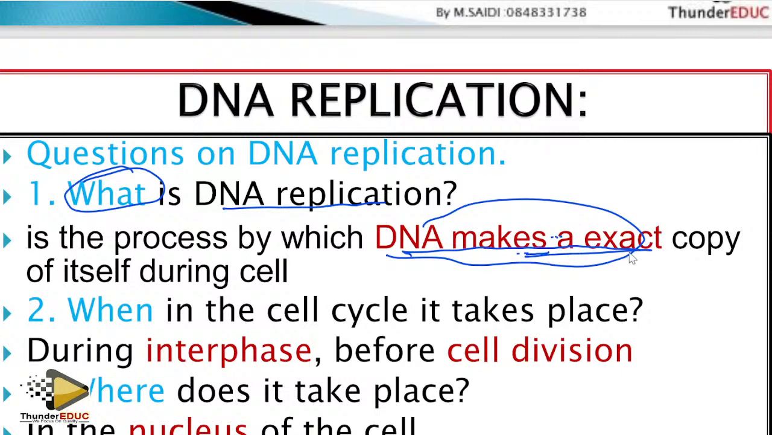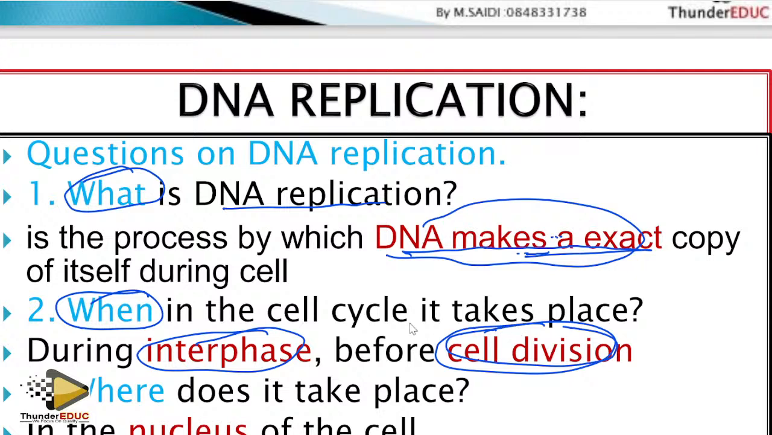When does it occur? DNA replication only occurs during cell division. When does it occur in actual sense? We are looking at during interphase or before the cell divides. So we shall say that DNA replication occurs before cell division, or during interphase. If you don't mention interphase or before the cell divides, you won't get a mark, because that's what you are looking for. Where does it occur?